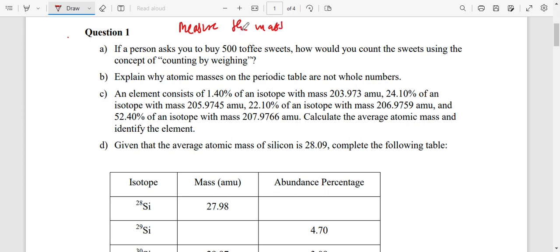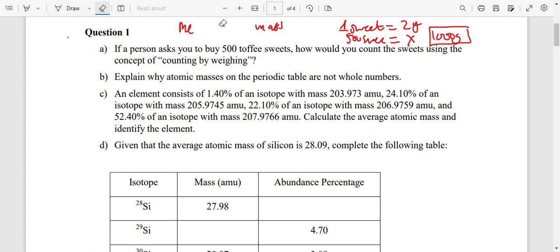So if you know the mass of one sweet, let's say one sweet gives you 2 grams, then you ask, what of 500 sweets? How much weight are they going to give you? So let's say 500 sweets give you 1000 grams. So just measure 1000 grams of sweets. Then you'd have estimated that you have got 500 sweets. So that is the concept of counting by weights. We are good?